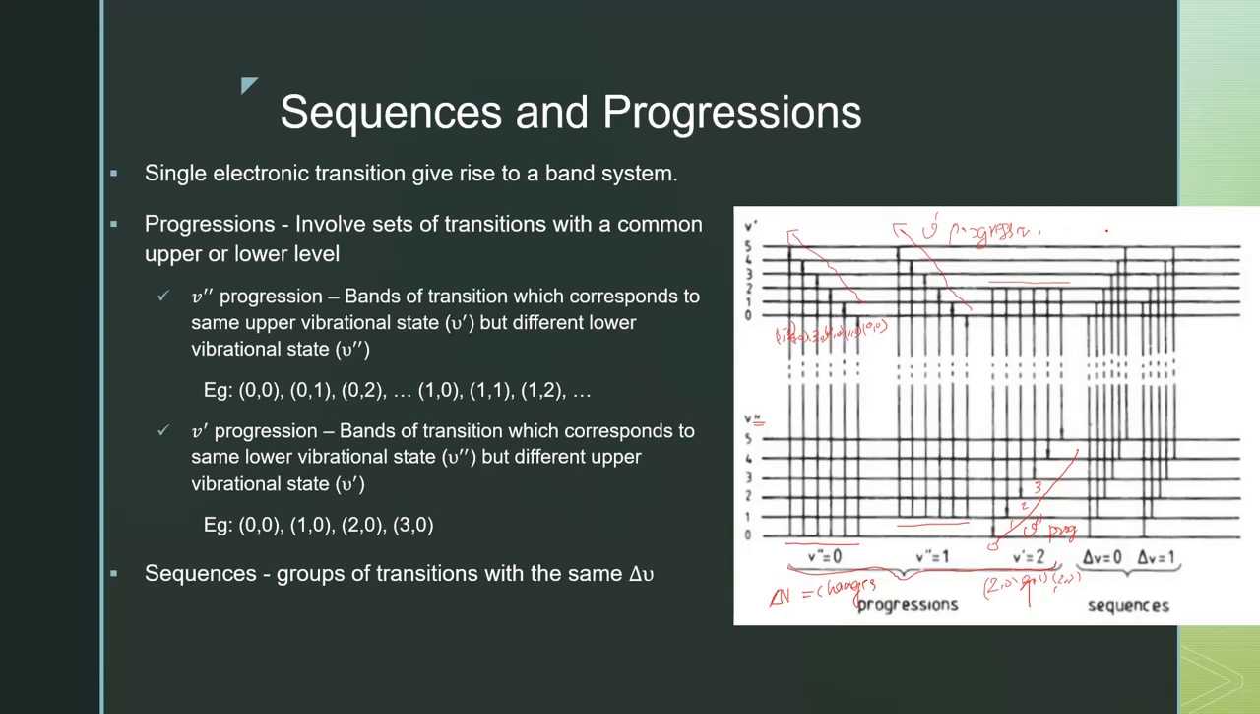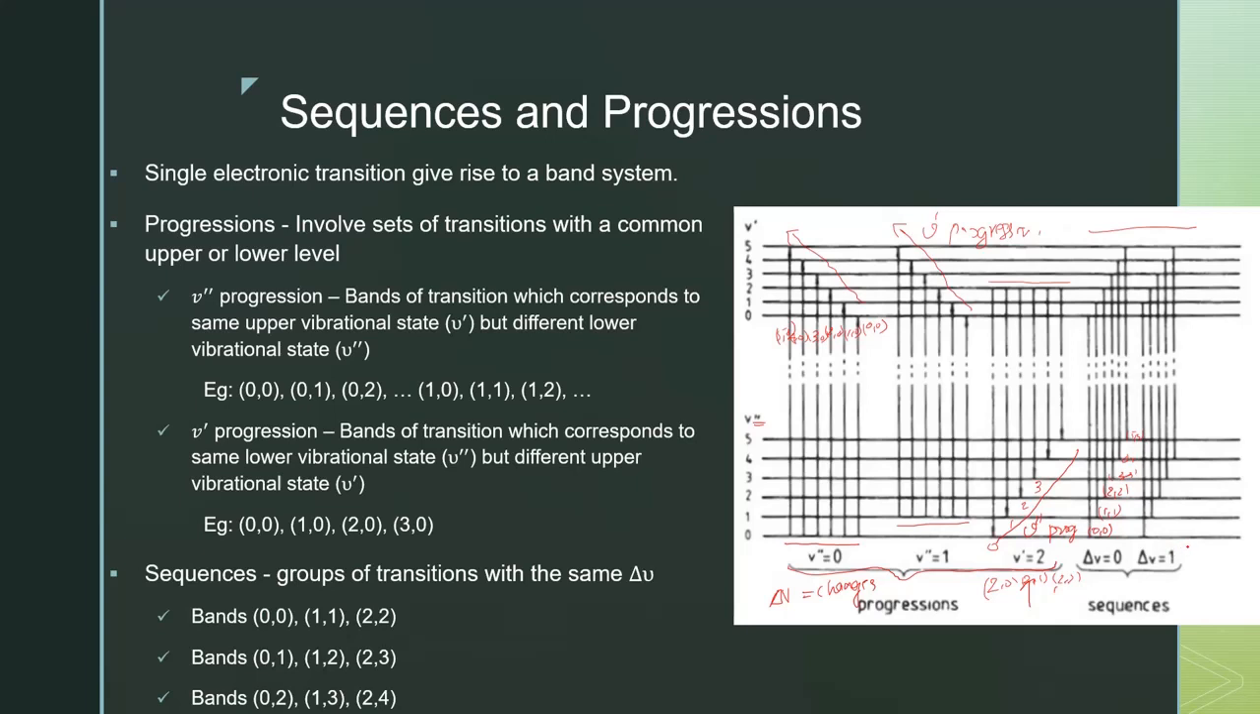Here, the last two transitions given are sequences. For the first band system, the delta V is 0. That is, transitions are made from 0 0, 1 1, 2 2, 3 3, 4 4 and 5 5. Here the upper vibrational state and the lower vibrational state are the same, therefore delta V is 0. And if delta V is equal to 1, then the bands are 0 1, 1 2, 2 3 etc. If delta V is equal to 2, the bands we expect are 0 2, 1 3, 2 4 etc. And these transitions give us sequences.